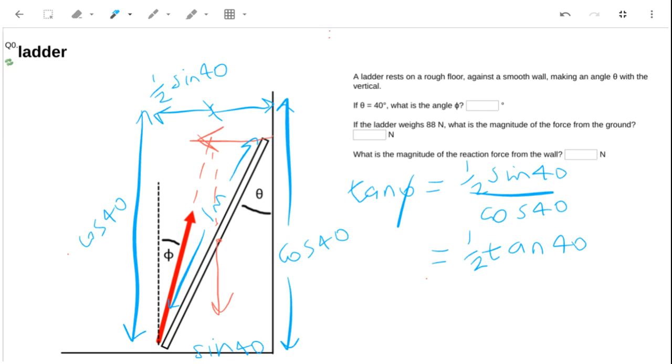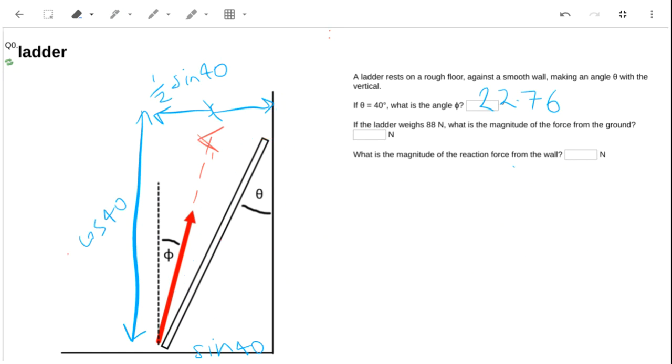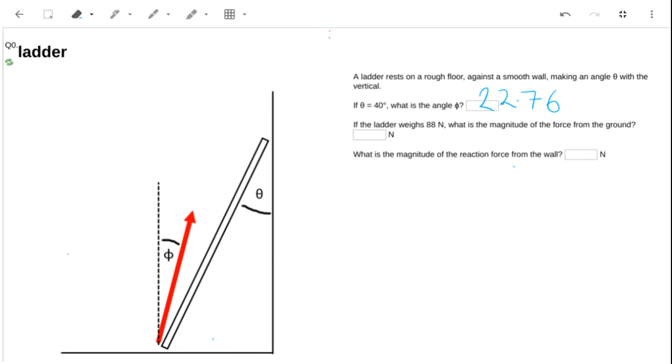Right, so tan of 40 divided by 2, and then the inverse tan of that gives me 22.76. Right, make a bit of space here. And I probably need to look a bit at these forces, so I'll make a bit of space.